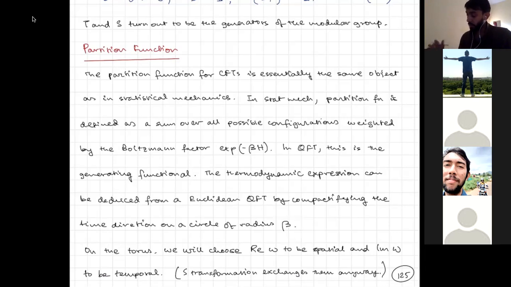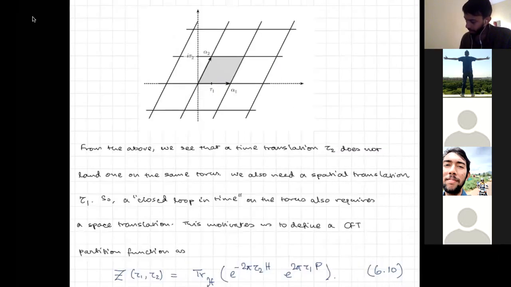Now let's do this on our T2, and we are going to be choosing real omega to be spatial and imaginary omega to be the time direction. Once we do that, notice what happens: if you start off here and you just make a time translation, you don't end up on the same lattice point. In order to get to the same lattice point, you also have to have a spatial translation. So that's what describes in a sense a closed loop for you.